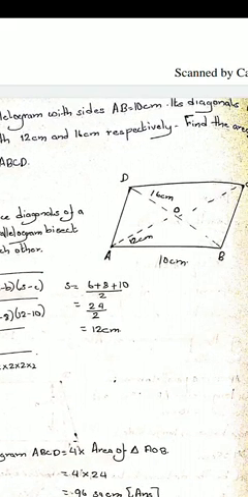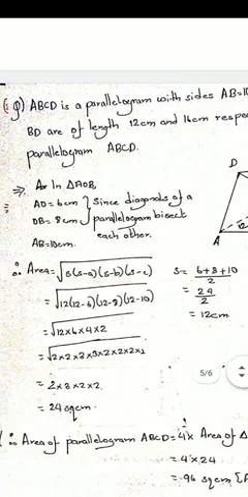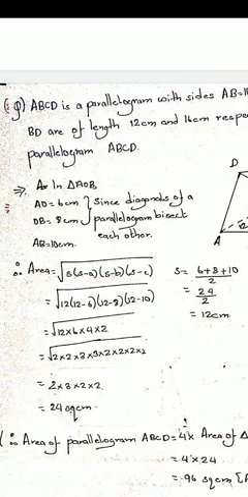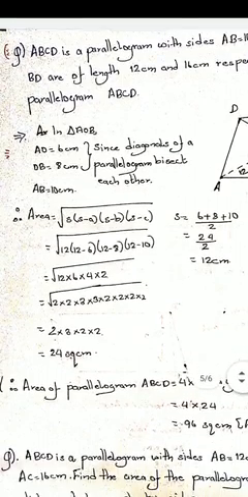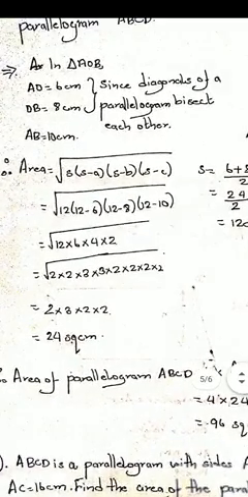S will be 6 plus 8 plus 10. I hope all of you understood why 6 and 8 came here. It will be 24 by 2 equals 12 centimeter. So it will be 12 into 12 minus 6 into 12 minus 8 into 12 minus 10. You can just go through how I have simplified it. So finally the answer will be 24 square centimeter.